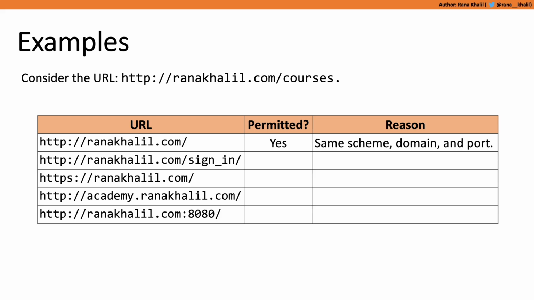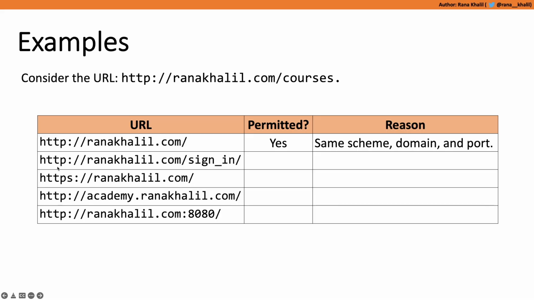All right, let's take another example. So imagine my site over here is making a request to the site http://renakhalil.com/signin. So it's making a request to the same site. However, it's making the request to a different page or a different directory in the site. Now, will this be allowed by the same origin policy? Well, let's apply our methodology.